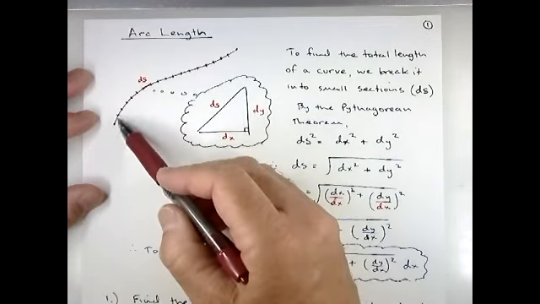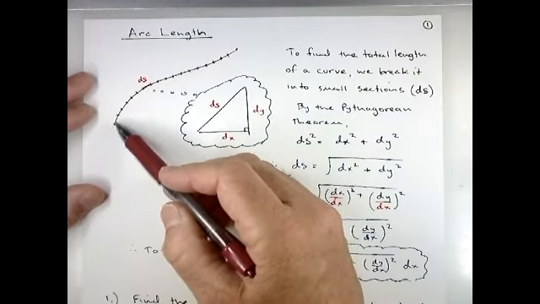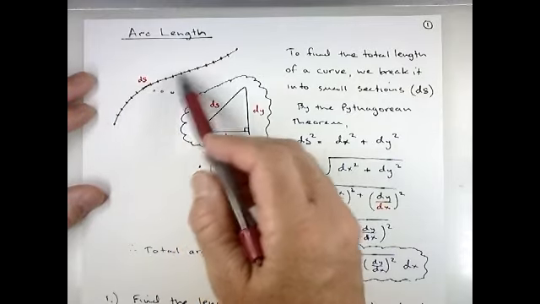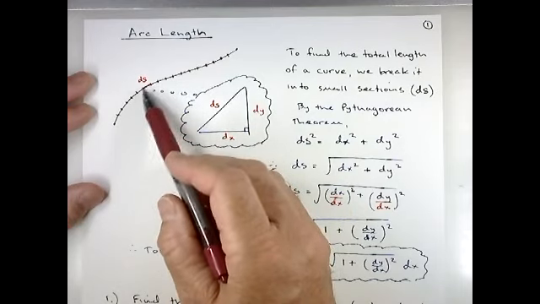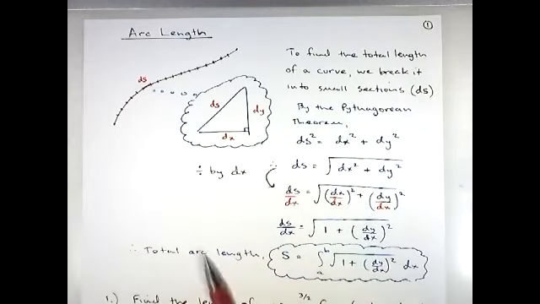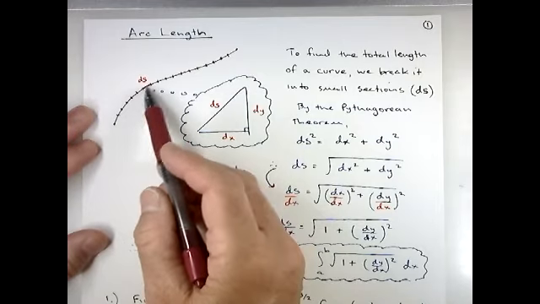So to find the total length of a curve, if you can picture some kind of a curve here, in the same spirit as we've been doing area and volume, we break it up into small pieces. And each one of those little tiny pieces is a small piece of arc length. We're going to use S for arc length. So ds would represent an infinitely small section of that curve.